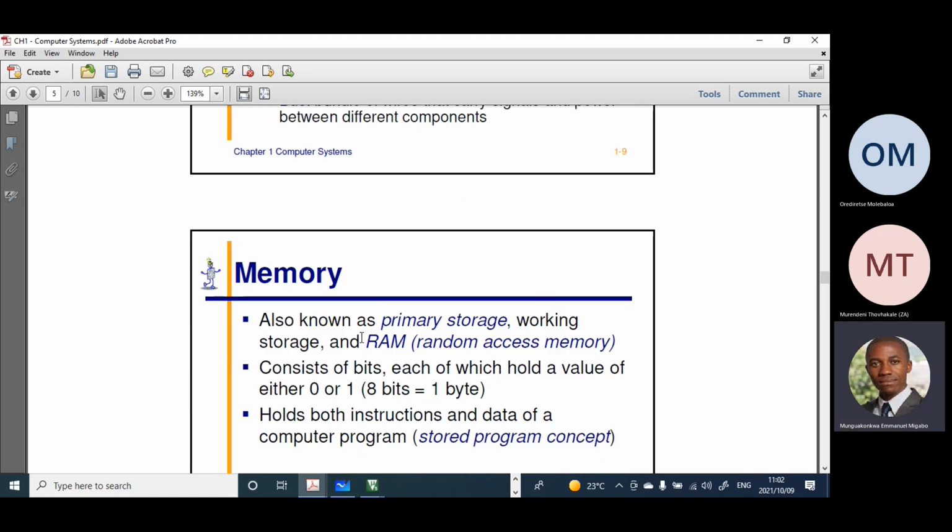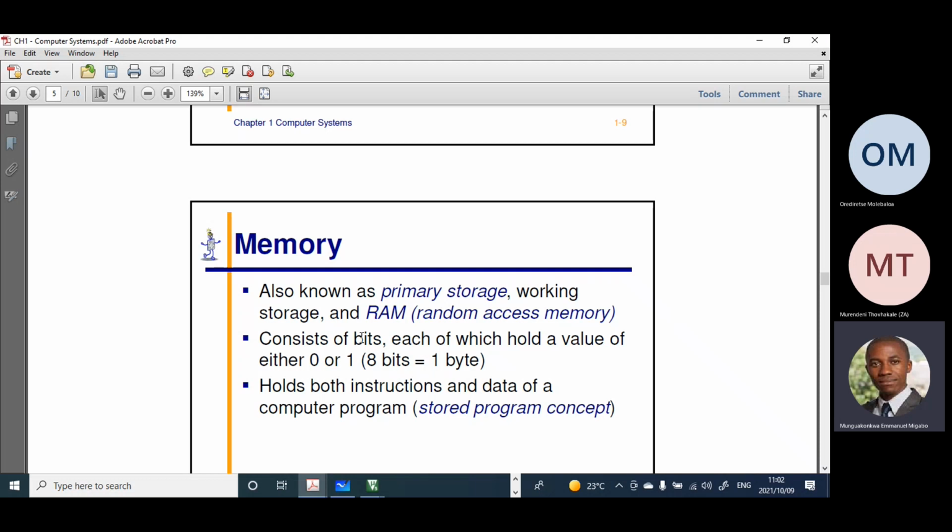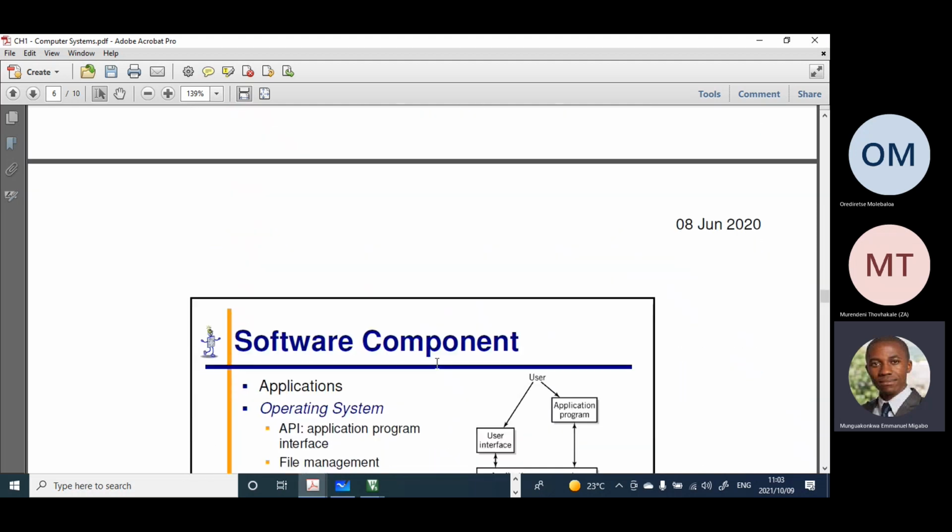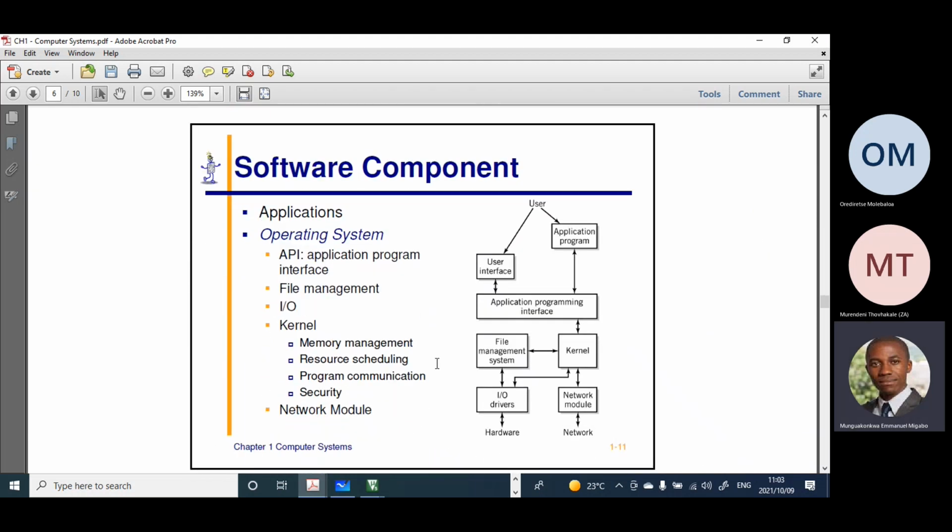Memory, we've discussed the concept of memory. RAM is called primary storage because it's the layer of memory that is closest to the CPU. It's for temporary storage and the CPU interacts with it all the time. We have explained the memory size. The purpose of memory is obviously to hold both program and data, as we've said already. We'll go to the software component just now.